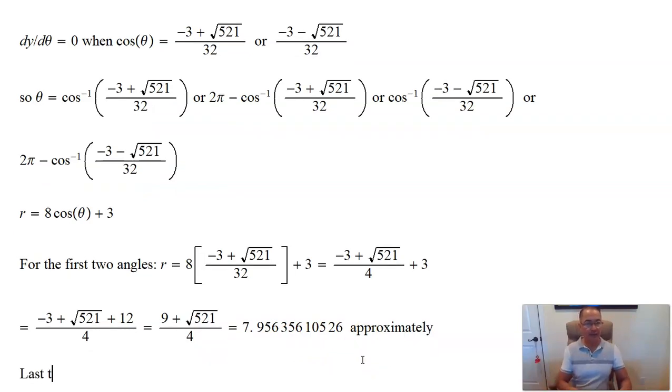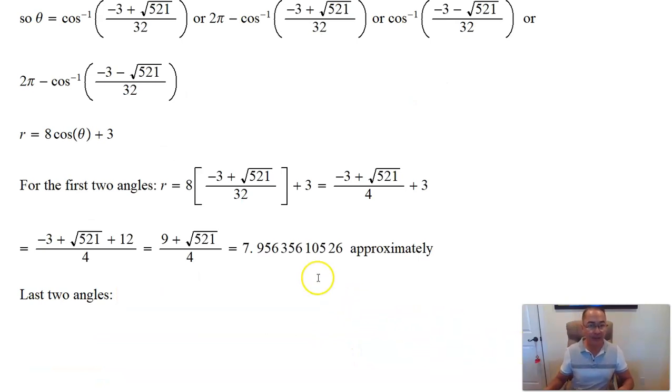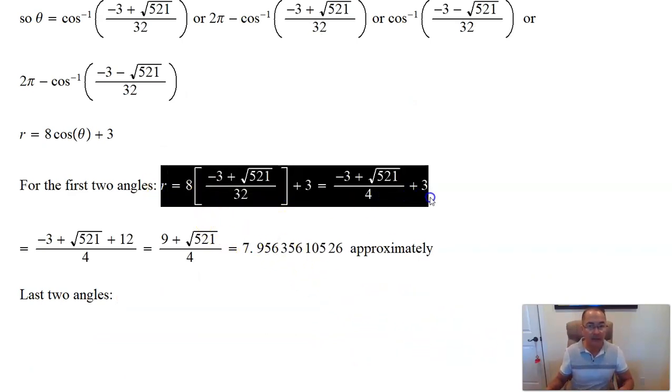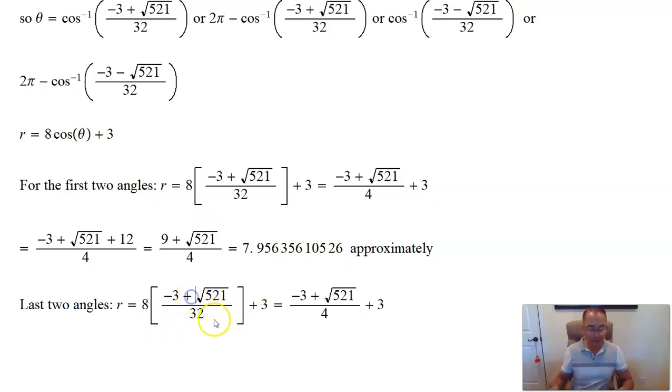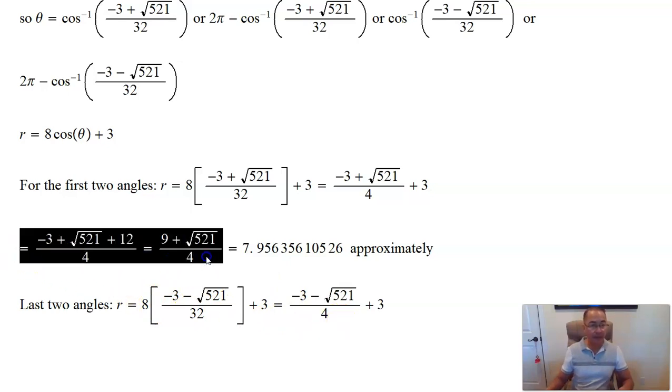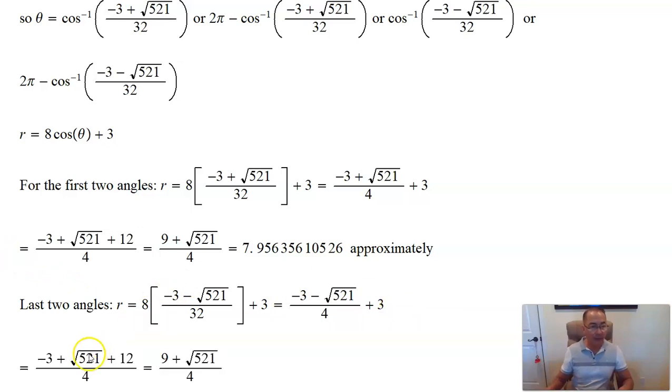Okay, so for the last two angles, we will change the plus to a minus. We will recycle as much as we can, turn the plus into a minus, the plus into a minus. So 8 and 32 still cancel to 4. And shall we keep going? And we get minus radical 521. And this is still a plus 12. So now it is 9 minus radical 521 over 4. What is the R value approximately? Negative. Ooh, it's about negative 3 something approximately.